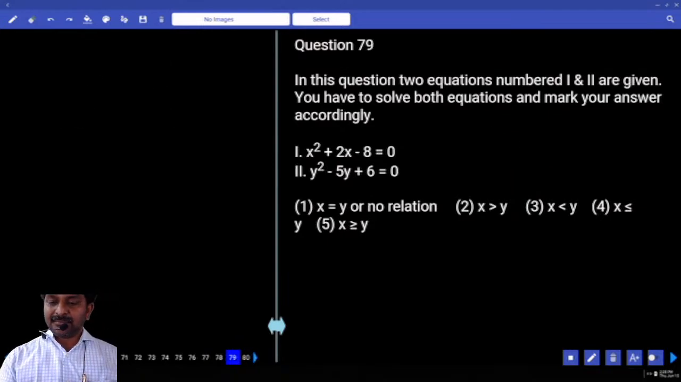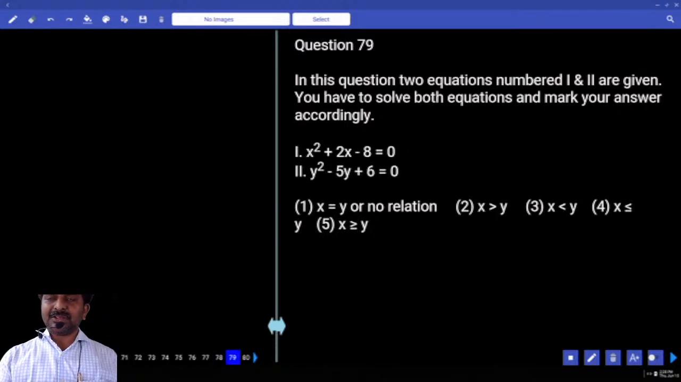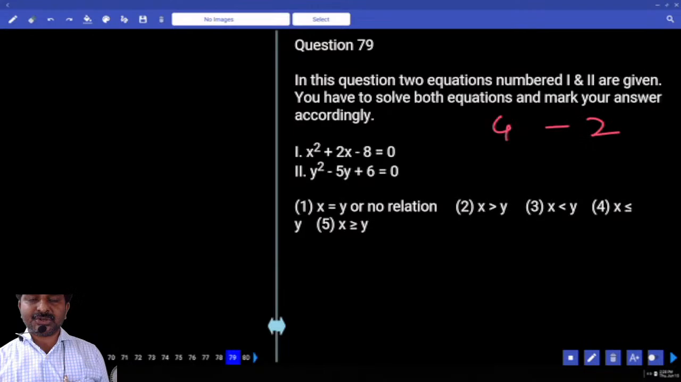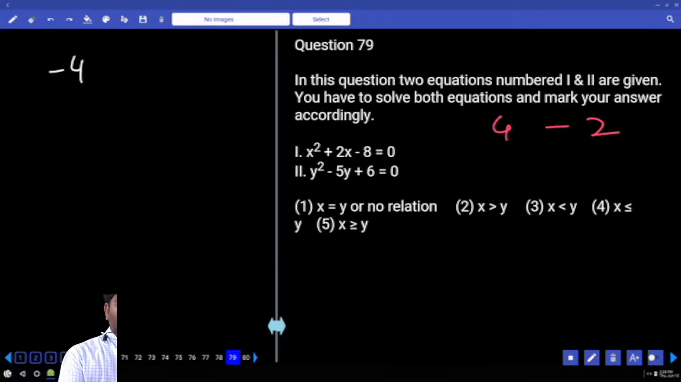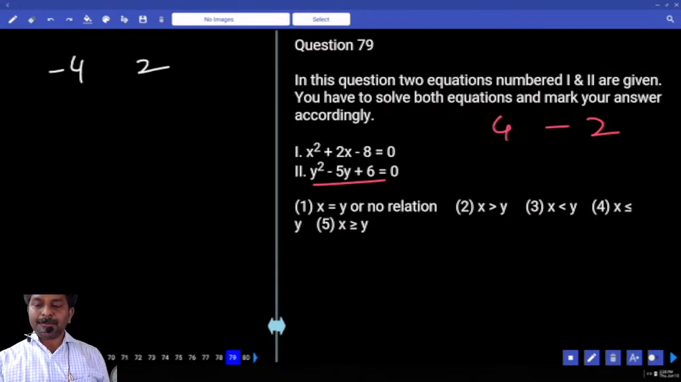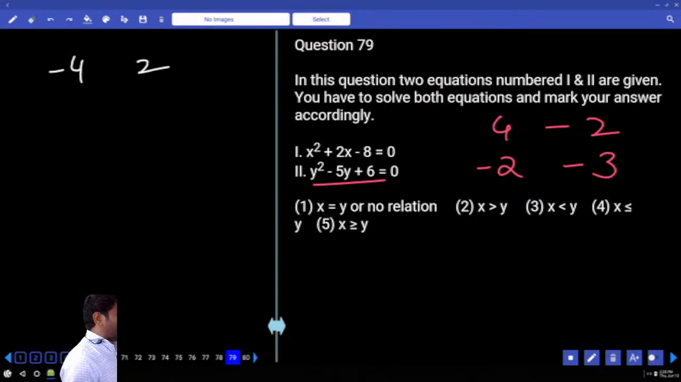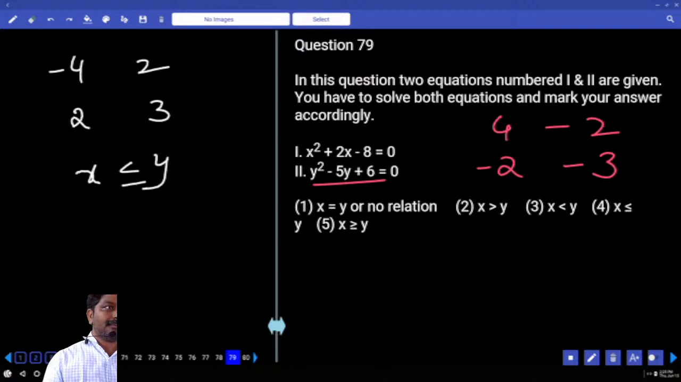Minus 8. I think this came out, no. Combination 4 comma minus 2. Factors are minus 4 plus 2. Now here combination minus 2 minus 3. Be careful. Here it is different from the previous one. Same numbers but it changes depending on the sign. Factors are 2 comma 3. X is less than or equal to y.